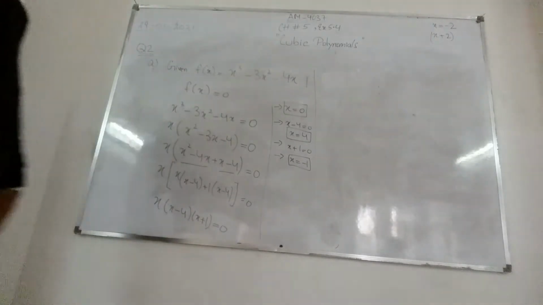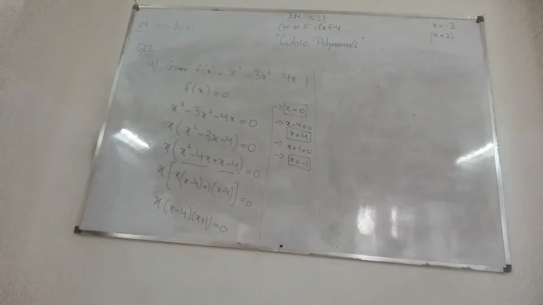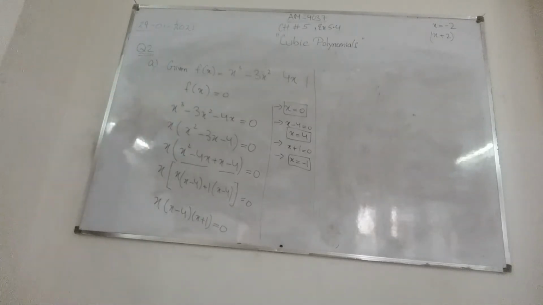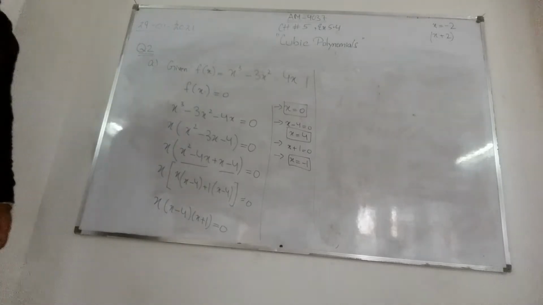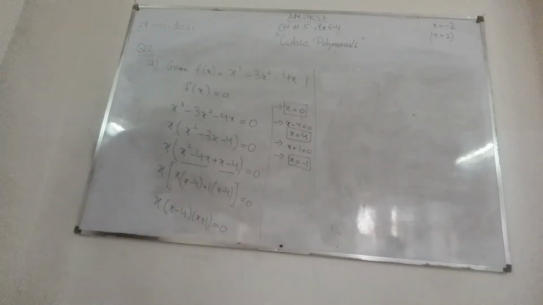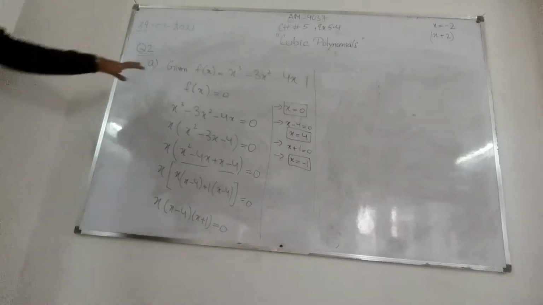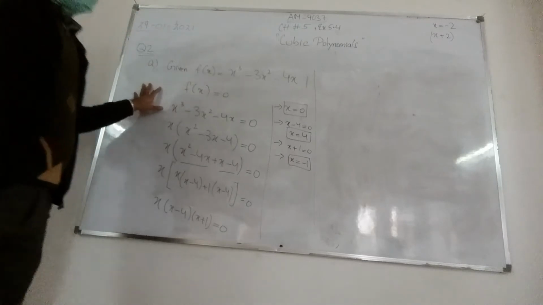Since this is a cubic polynomial, the word cubic means the highest power will be 3. The highest power of the expression or the equation will be 3. So this type of polynomial is called a cubic polynomial. We have solved quadratic equations and expressions in the previous classes. We have a different method to solve a cubic polynomial and we discussed that in the previous class. In this class we will be starting with question number 2a.